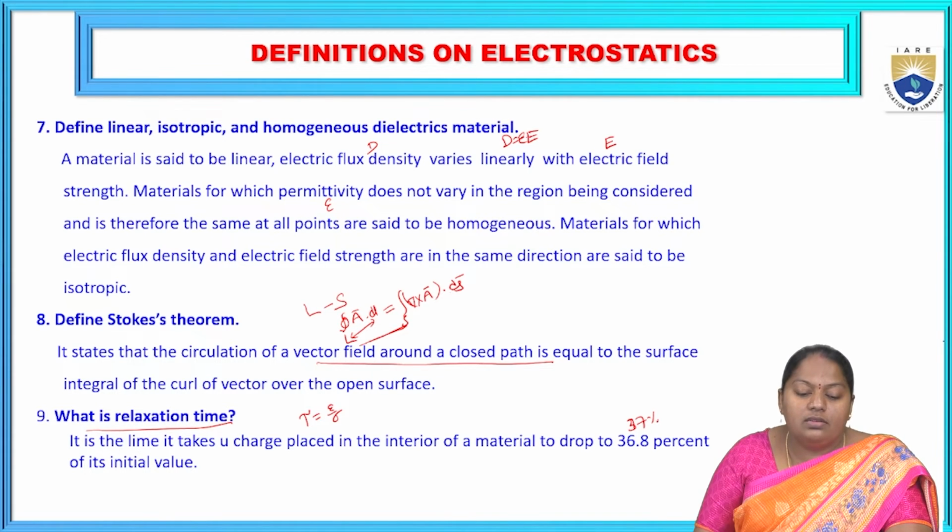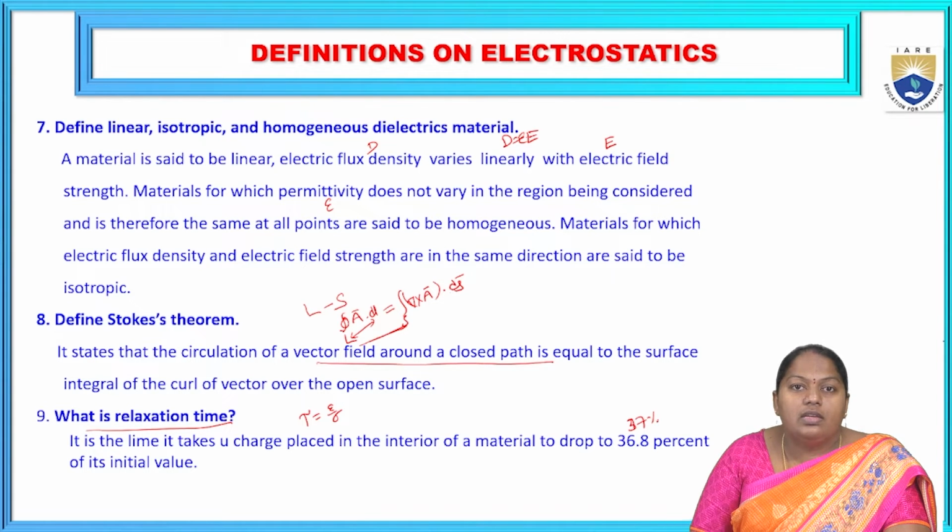Now, define linear, isotropic, and homogeneous dielectric materials, whose differences we have learned. The fundamental one: a material is said to be a linear dielectric when the relation between flux density and field intensity is linear, meaning if both increase linearly. And materials for which permittivity does not vary in the region being considered, and is therefore constant at all points, are said to be homogeneous dielectric materials.